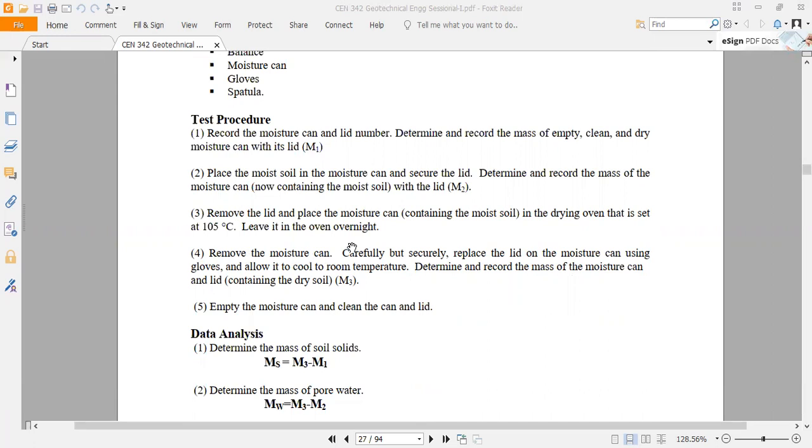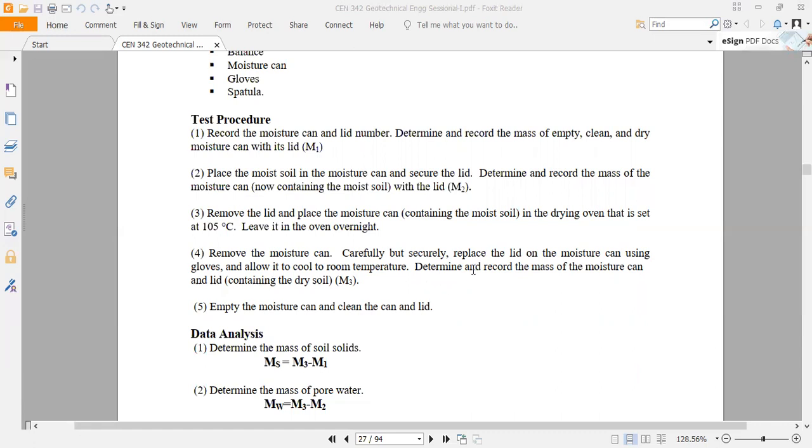Remove the moisture can. Now we have to take the moisture can carefully and securely and replace the lid on the moisture can using gloves and allow it to cool at room temperature. Now we have to take the moisture can from the oven and place the lid once again, using our gloves, and allow it to cool at room temperature. So we have to keep it for a while until it's cool.